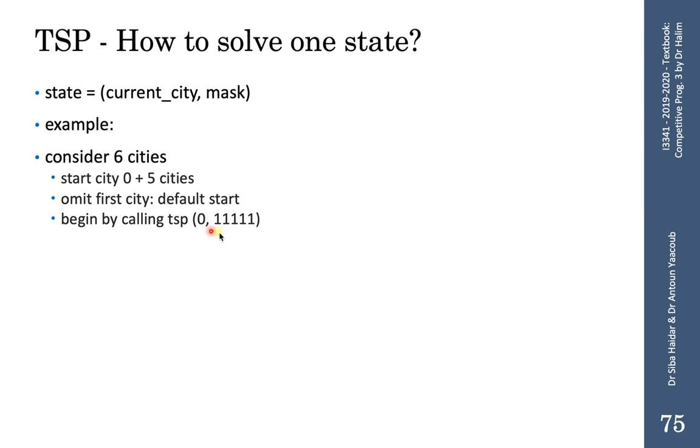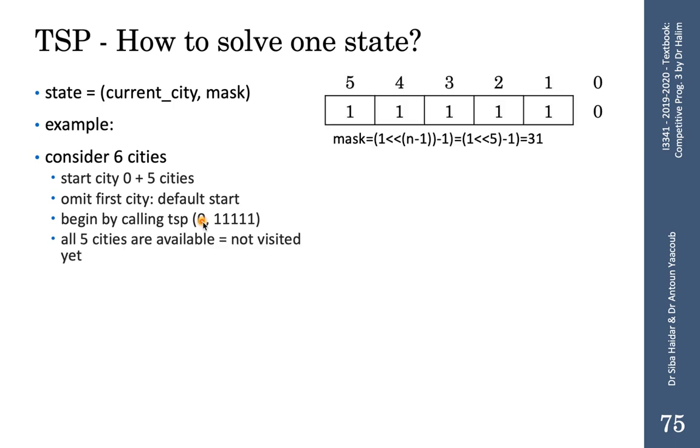And here remark, we are not using 6 bits, we are using 5 bits, because we will always start by visiting the first default city. So all the 5 cities are available, they are not visited yet. We will represent them like this. The city 0 will not enter the bit mask, so the bit mask will be indexed from 1 to 5. We will make an offset to represent this.